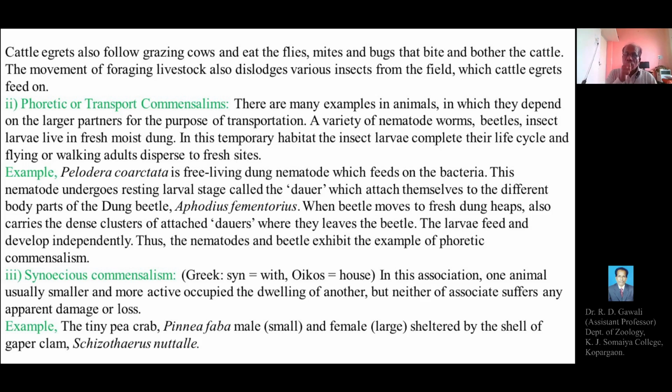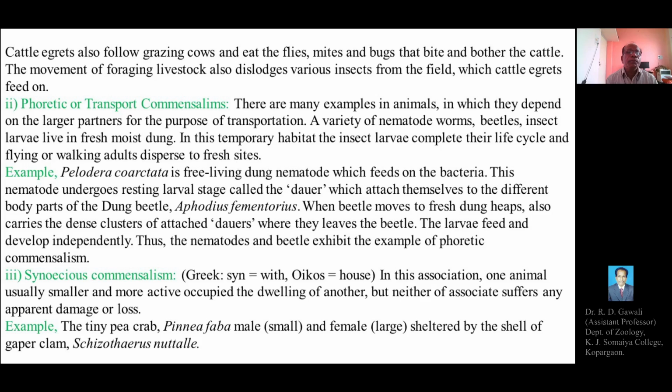In this temporary habitat of the cow dung or the animal dung, the insect larvae or the beetles or the nematode worms complete their life cycle, and flying or walking adults disperse or leave the cow dung to fresh sites. So in this temporary habitat of the fresh moist dung, these insect larvae complete their life cycle and the adults then fly or walk out from the fresh moist dung to certain other fresh sites.